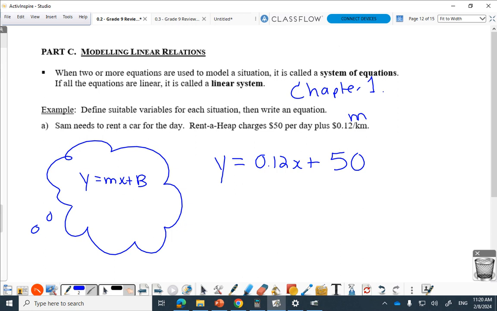Now, if I wanted to know how much it costs if I drive 1,000 kilometers, I can just plug it in and get the answer, okay? You're like, I can do that without your equation. I know. Tougher equations coming, yes? But do you have any questions about that?